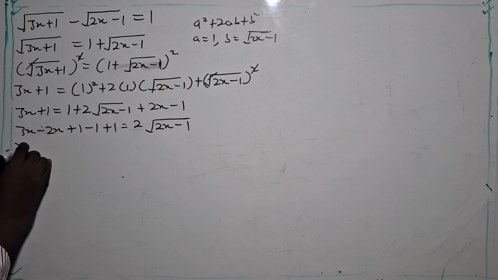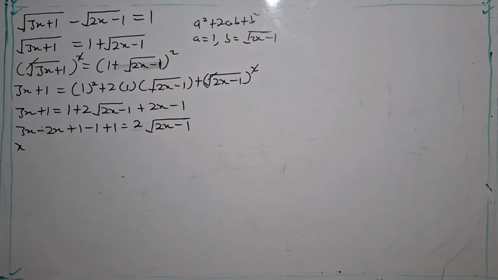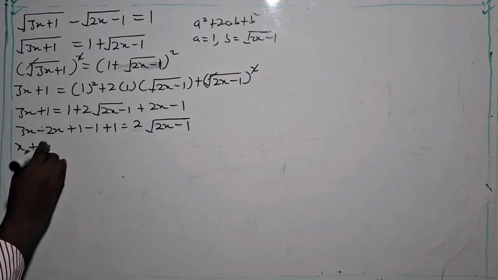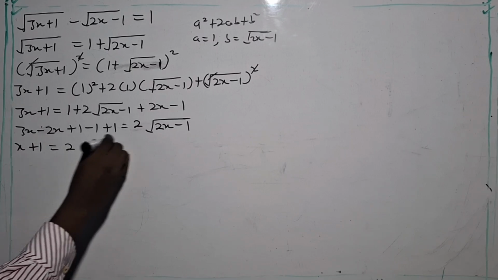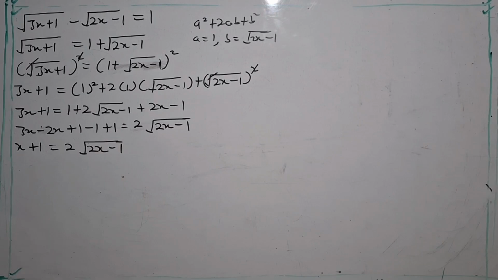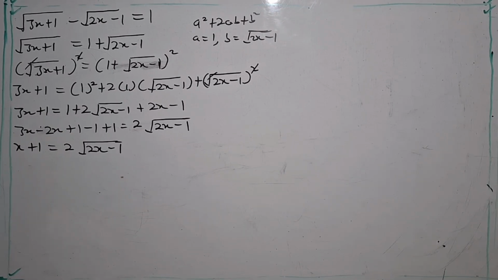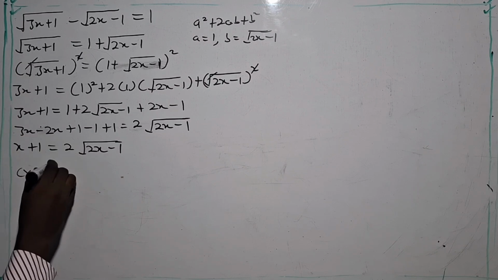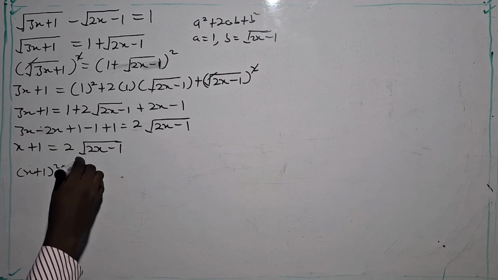So this is going to give us x. Now 1 minus 1 is 0, plus 1 minus 1 is equal to 0, then we have 2√(2x − 1). At this juncture, you know what we are supposed to do. Yes, you know what we are supposed to do. So follow closely. At this juncture, I'm going to square both sides.